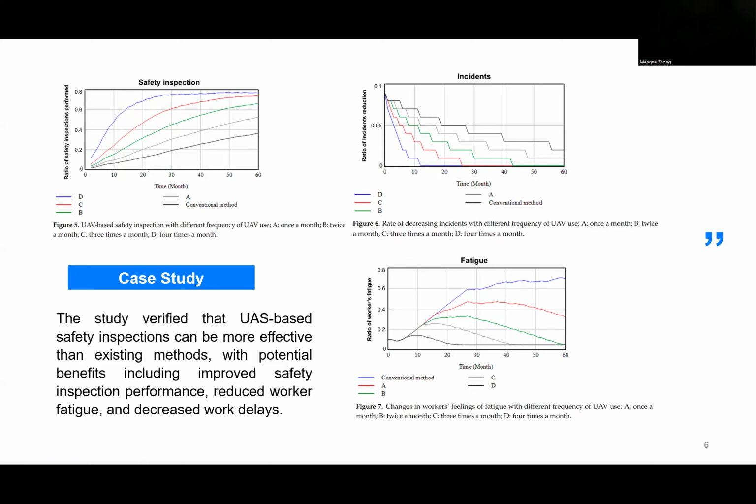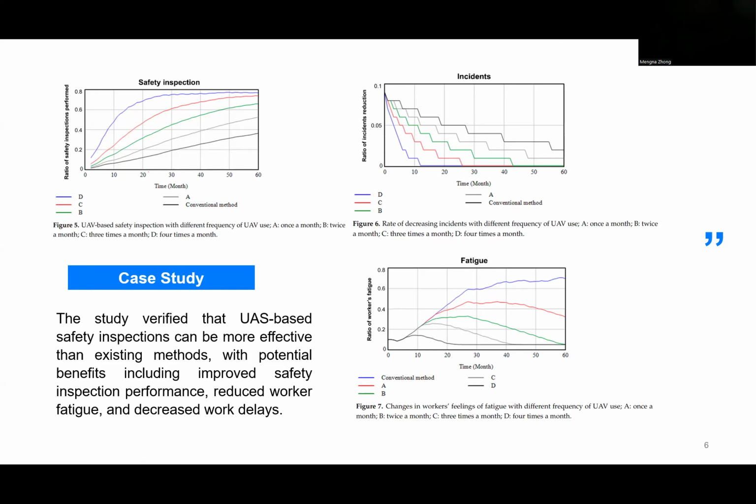The study conducted scenario analysis for four cases: safety inspection, incidents, fatigue, and amount of delayed work. The results showed improved safety inspection performance, reduced incidence rates, decreased worker fatigue, and reduced work delays with the increase in frequency of UAS usage.